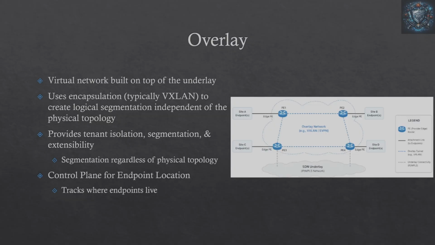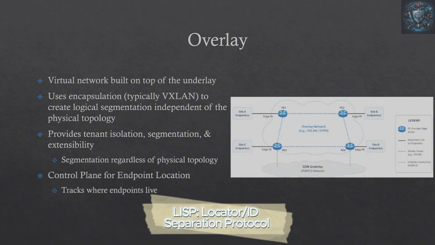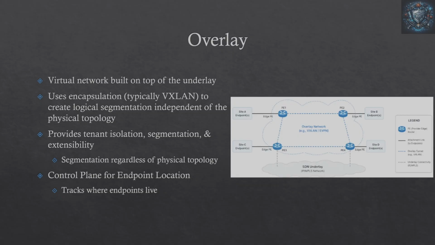The overlay also uses the control plane. The control plane is part of the overlay, and what that does is it tracks where endpoints live through a mechanism called LISP. And what LISP does is it maintains the mappings between endpoints and the switches, or fabric nodes, which is another word for the switches.